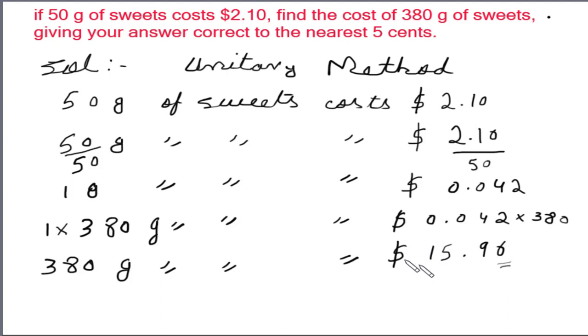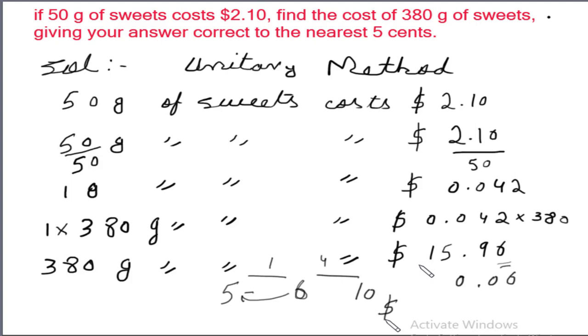To round to the nearest 5 cents, we consider whether the next 5 cent increment is closer to 5 cents or to 10. If this is 6, we have to know whether it is close to 5 or 10. Here the difference is 1, and here the difference is 4, so it is closer to 5. Since 0.06 is closer to 5 than it is to 10, we round the total cost to $15.95. This ensures that we are rounding to the nearest 5 cents while still maintaining accuracy in our calculation.